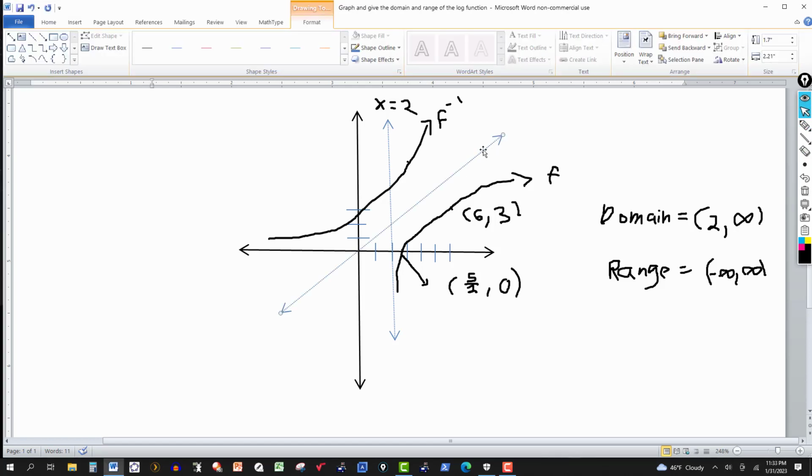So the line that I drew here, that's the equation y equal x, that's the line of symmetry. So if you have a function and its inverse, and you reflect one or the other over this line of symmetry, it will coincide with the other. But in this case, they wanted the graph of the main function. I just wanted to illustrate that the log and the exponential function are inverses of each other. Again, the domain for this particular function is from 2 to infinity, and the range is from negative infinity to infinity. Thanks for watching. We'll see you next time.